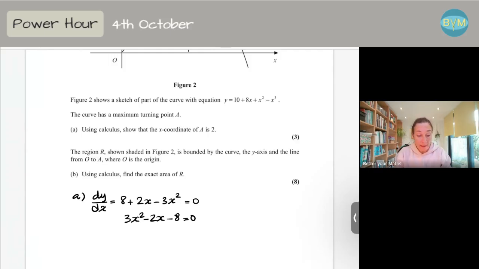And the one that we are looking for is the positive one. So I get 2 and minus 4/3. So I would write something like this. So factorize: (x minus 2)(3x plus 4) equal to 0. So x is 2, x is minus 4/3.